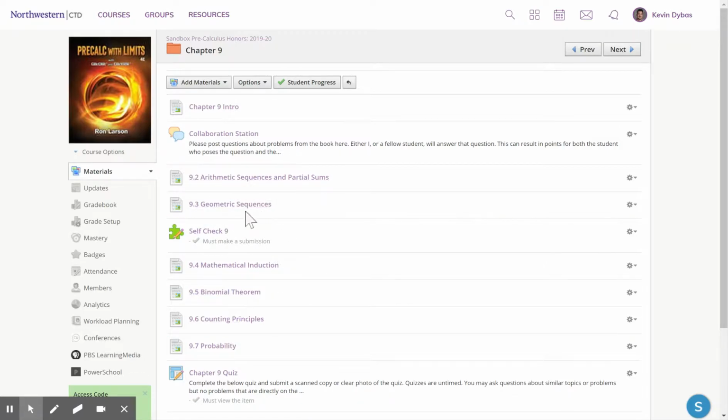The first half really talks about sequences and pattern recognition. And then really the fun ones are 9.6 when we talk about counting principles and probability, because it's just some real life modeling that's a constant in each one of those questions. So you'll see here you have the collaboration station, the self-check, and your chapter 9 quiz.